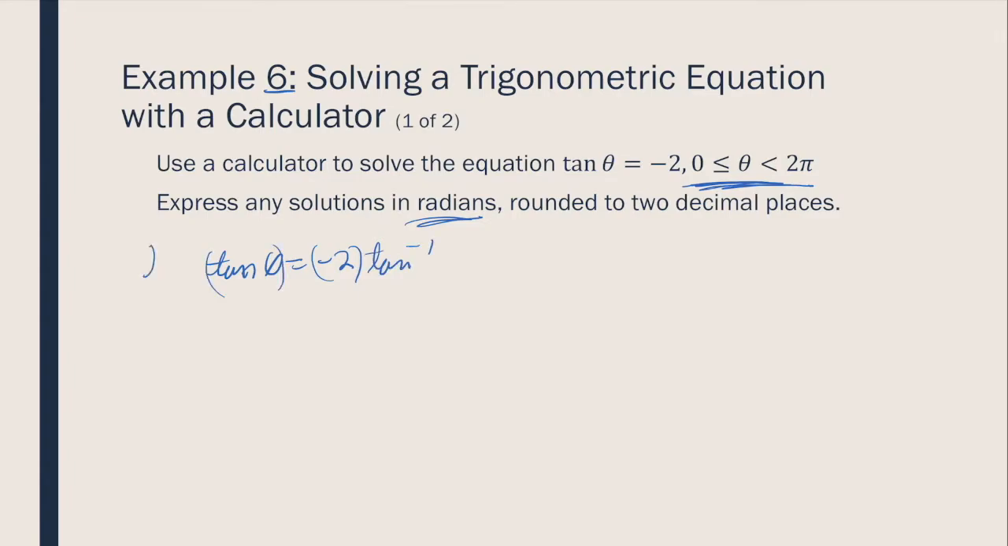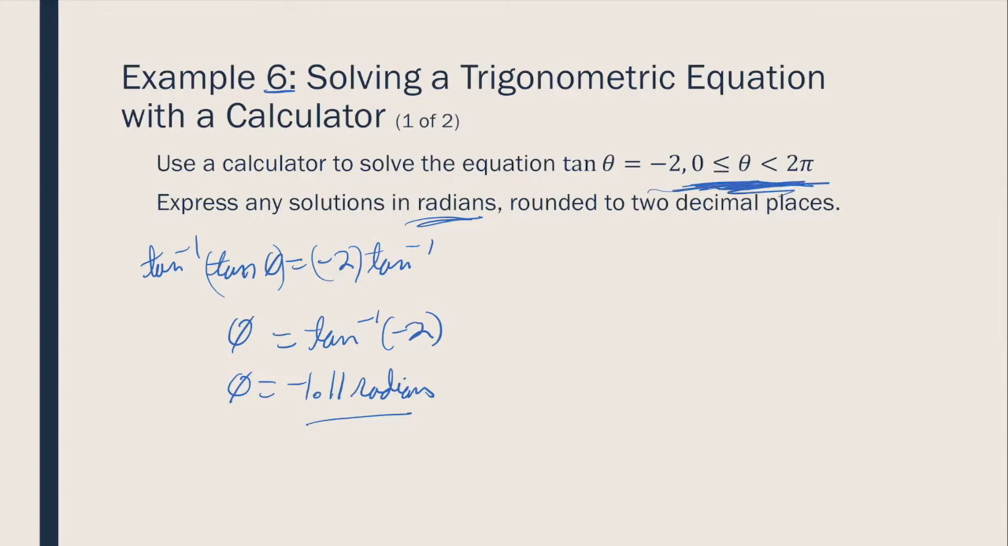I probably should say arctangent. Arctangent of both sides, so I get theta equals arctangent of -2. And when I plug that into my calculator, I get theta is -1.11 radians. Well, here's the problem. This isn't between 0 and 2 pi. So if I add, I'm somewhere down here, right? I have like negative radians.